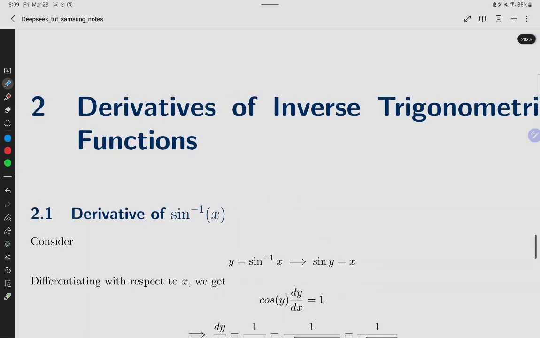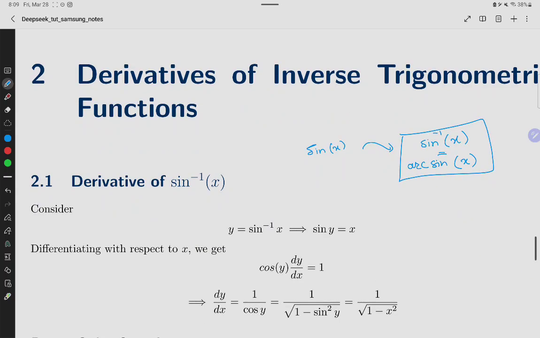So what are actually the inverse functions? You already know from pre-calculus, the inverse functions are the functions that when we operate both functions, we get an identity. Okay, so the original function is sine of x. Its inverse, we write it as sine inverse of x, or we can also write it as arc sine of x. Both mean the same.